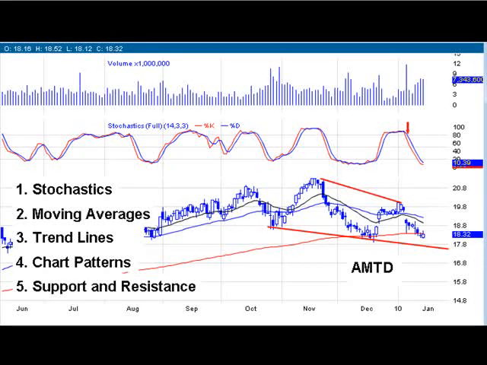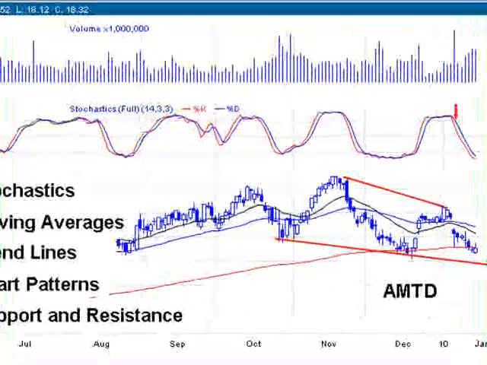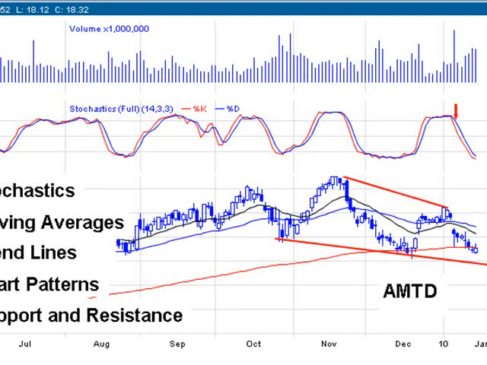Now, just a little review of how much value I put on different technical indicators on charts. Stochastics probably have to be up there near number one, then moving averages and trend lines, chart patterns, and support and resistance. These are the five indicator criteria that I use when determining if I'm going to get into a stock or not.